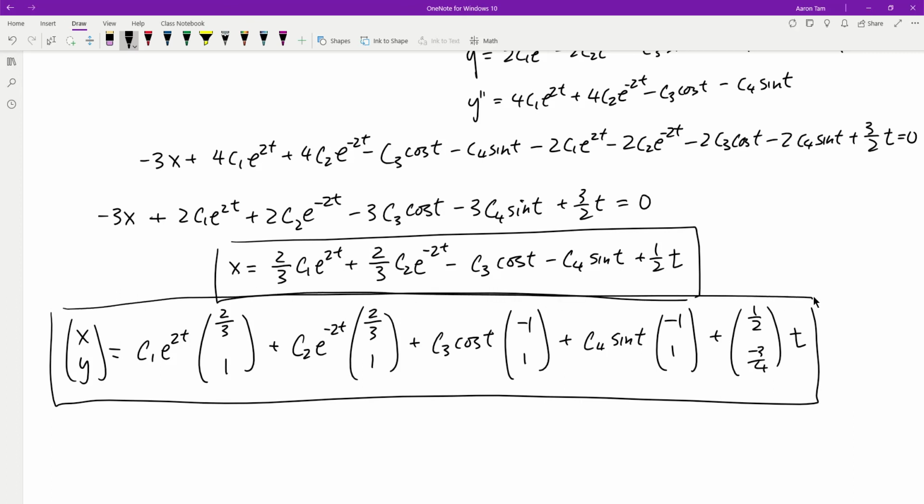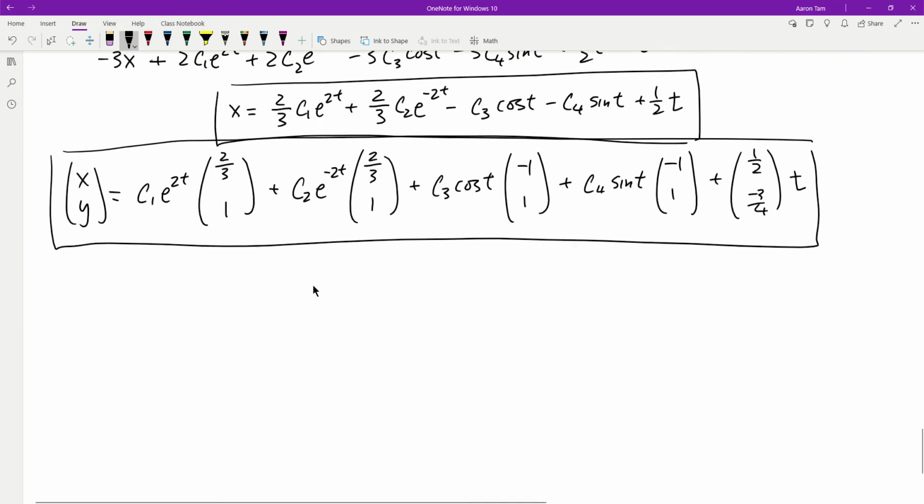Now, one thing I do want to point out is the following. Because c1, c2, c3, and c4 can be any arbitrary constants, the four vectors here can actually be multiples. So therefore, it's actually all perfectly okay if you write your answer like this.